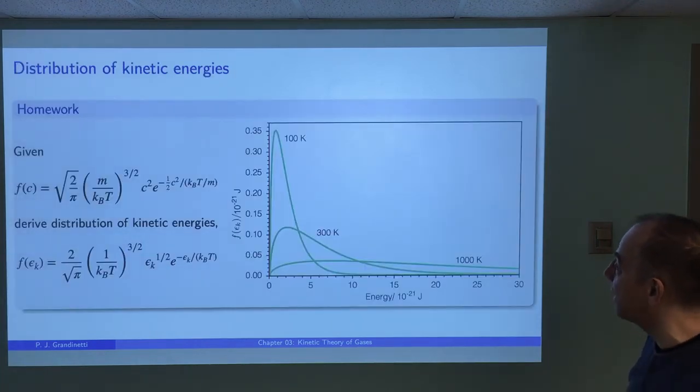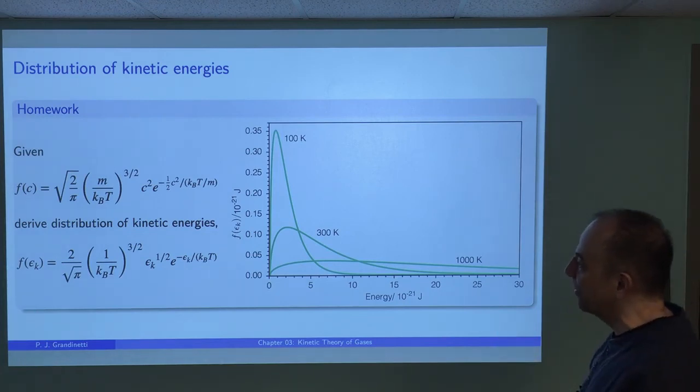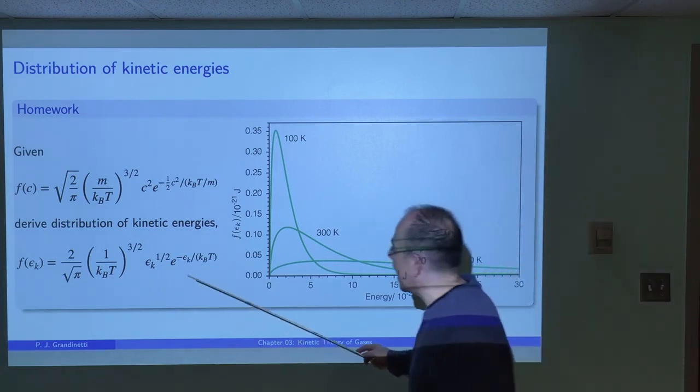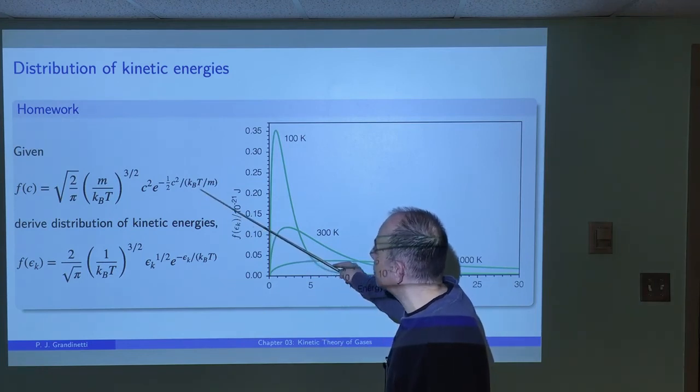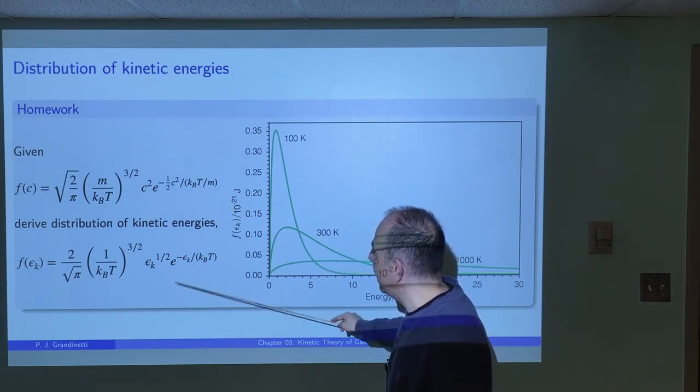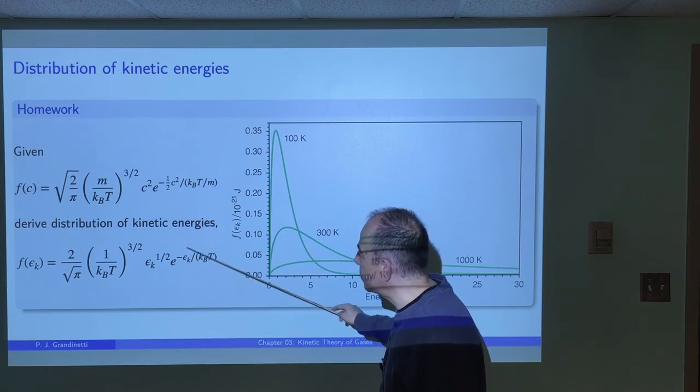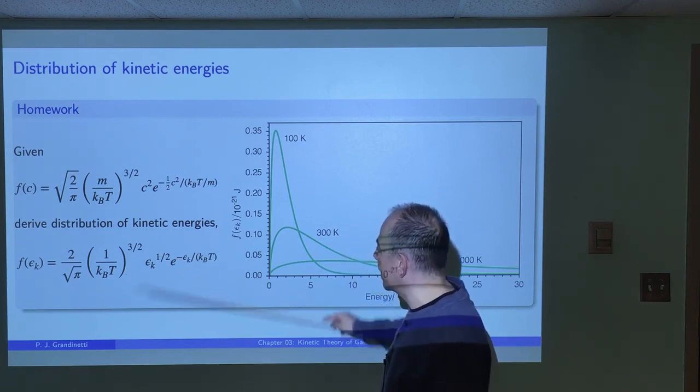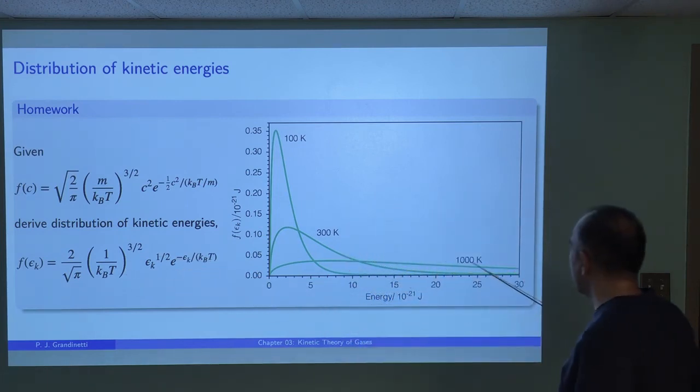And then the last thing I want to do to finish up this chapter is to give you one last assignment. We didn't talk about the distribution of kinetic energies, but that's something I want you to do on your own. So start with the speed distribution and derive for yourself the distribution of kinetic energies, and you should be able to come up with this expression. This is what a plot of them looks like.